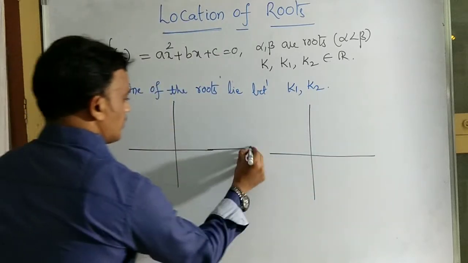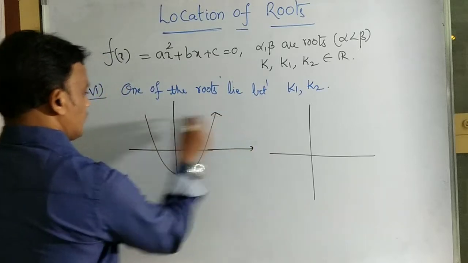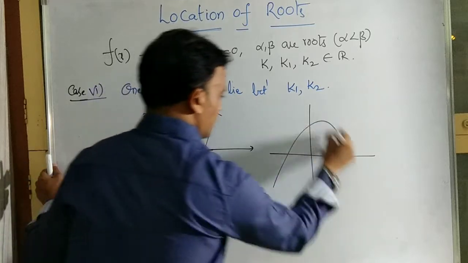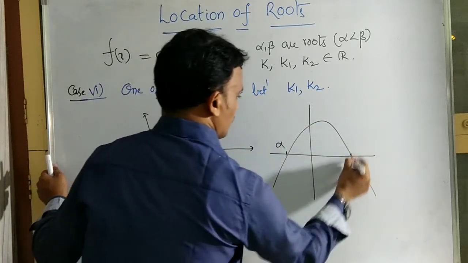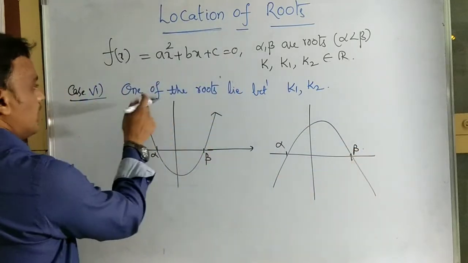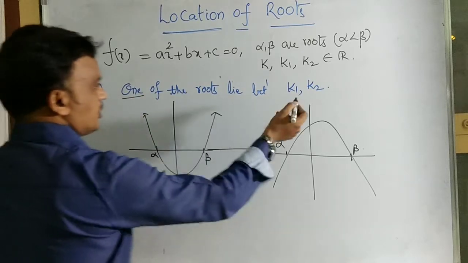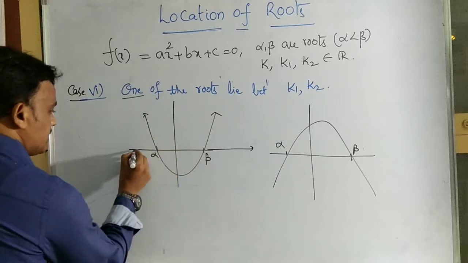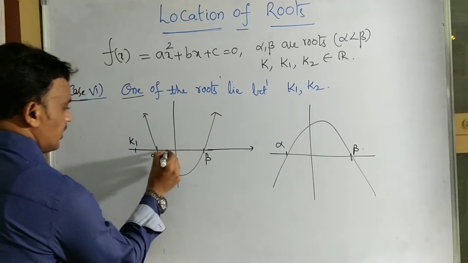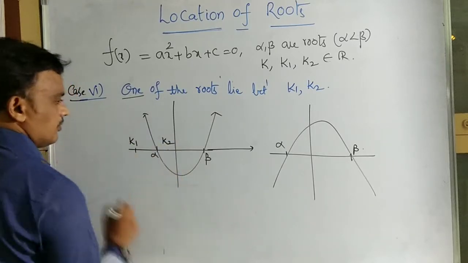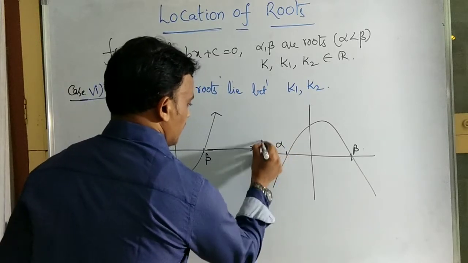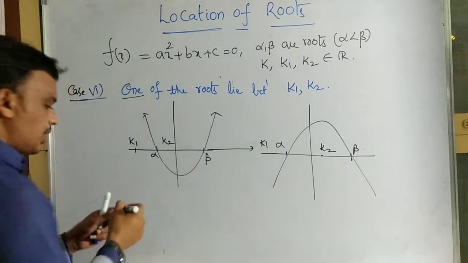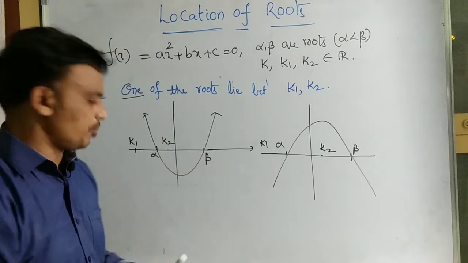When a is positive, this is alpha and beta. When a is negative, here one of the roots, alpha or beta, lies in between. So can I take it like this? Is it correct or not? Here is k1 and here is k2, and here is k1 and here is k2, right? It may be alpha, it may be beta, whatever it is, no problem.